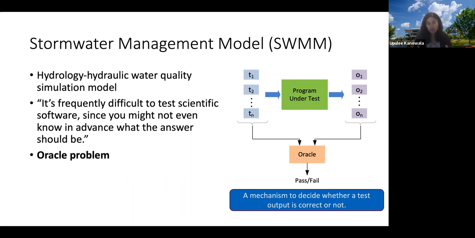And as with many scientific software, this software also faces what is called the Oracle problem. And this is the biggest challenge faced when testing scientific software. Typically, software testing requires a test oracle that determines whether a test has passed or failed. But many scientific software, including SWMM, do not have a test oracle, or it is hard to practically develop a test oracle because you might not even know the correct answer in advance.